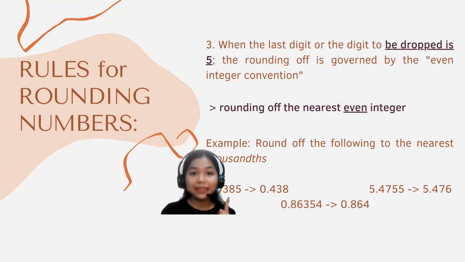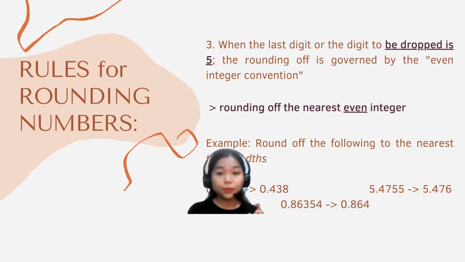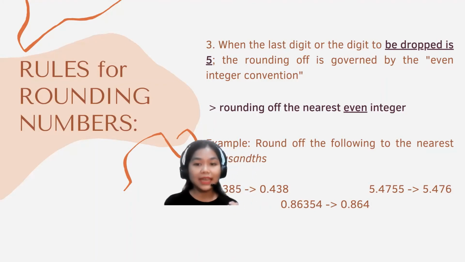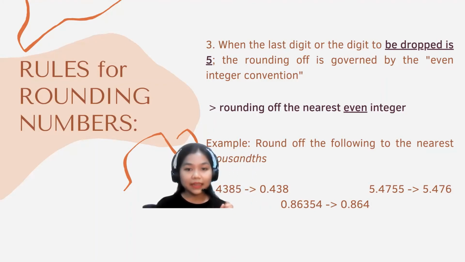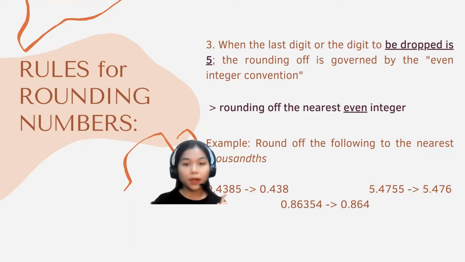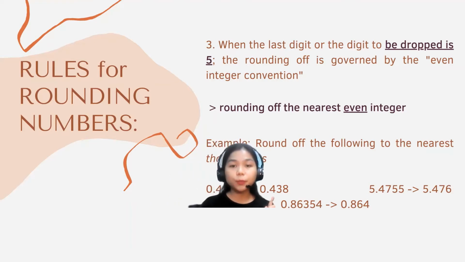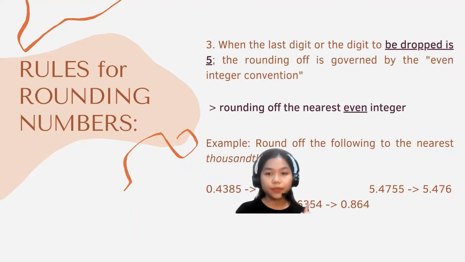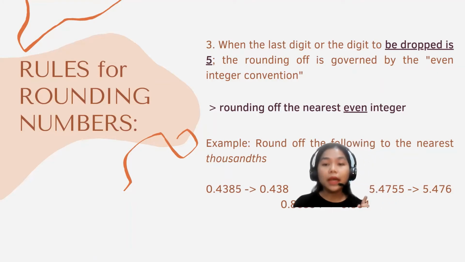So the digit to be dropped is actually 5. 8 is an even number, right? Even number, recalling 2, 4, 6, 8, 10. All of those numbers are divisible by 2. So it's even. Since it's even, we just need to omit 5 and retain 8, which is the even number. So we're left with 0.438. Okay, let's have another example.